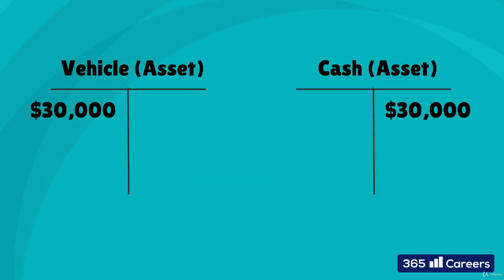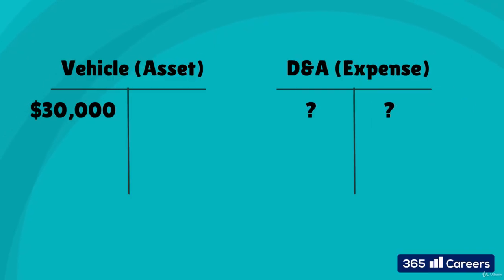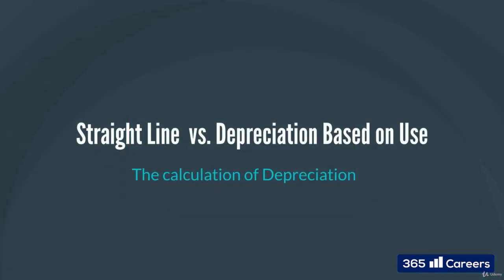The firm will register an asset that costs $30,000 on its balance sheet and will decrease its cash by $30,000. Then, year after year, the value of the asset will decrease because it becomes older and obsolete. The firm will have to implement a depreciation method in order to calculate by how much the value of the asset will be reduced each year. Two main methods can be used to calculate depreciation: straight-line depreciation and depreciation based on use.